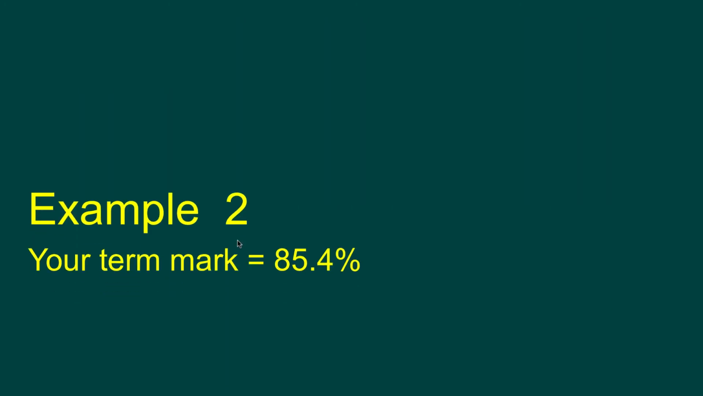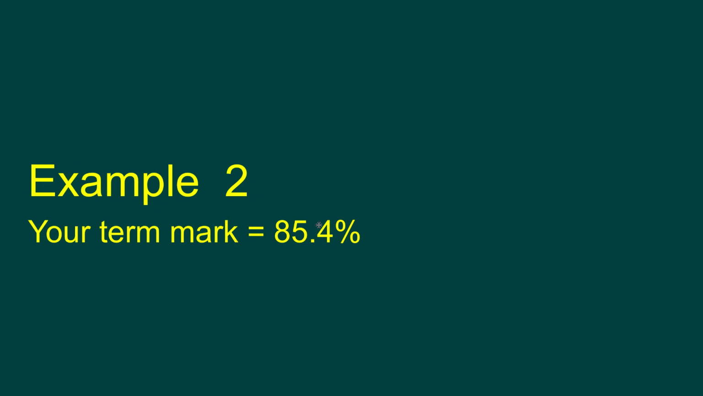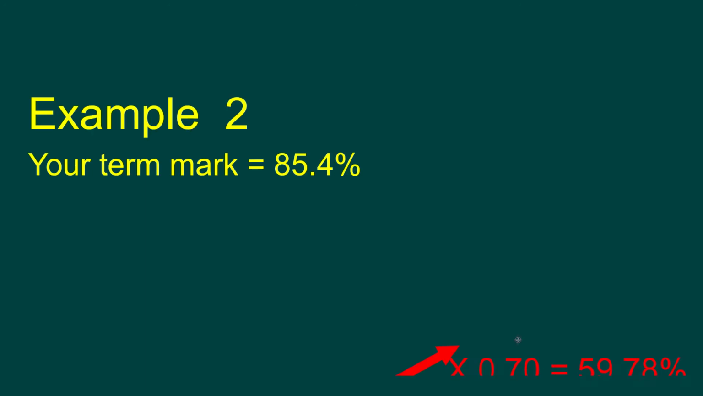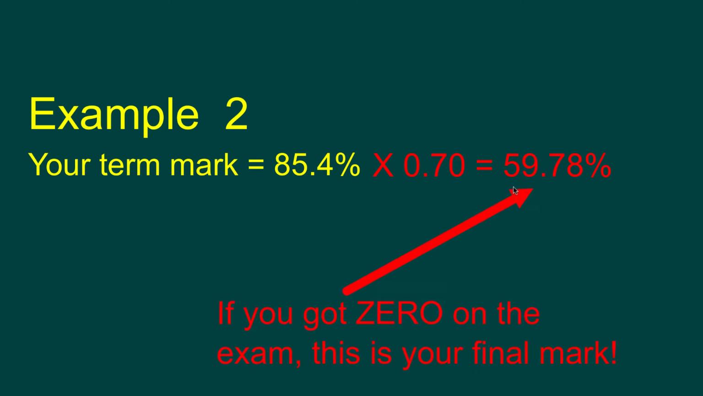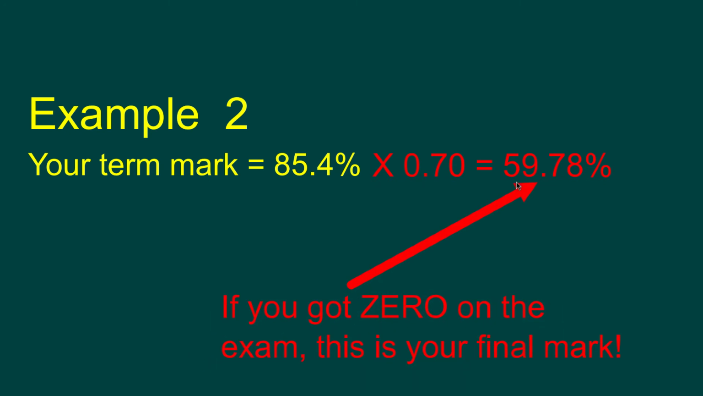For a second example, we have a student with an 85.4%. We take their term mark, we multiply it by 0.7, and that shows us that they have a 59.78. And again, if they got 0 on the exam, this would be their final mark. When we look at this kind of a calculation, I always like to discuss with the students whether or not they would be satisfied with ending up with a 59.8% average, considering the fact that for the entire term they've been working to get an 85%.